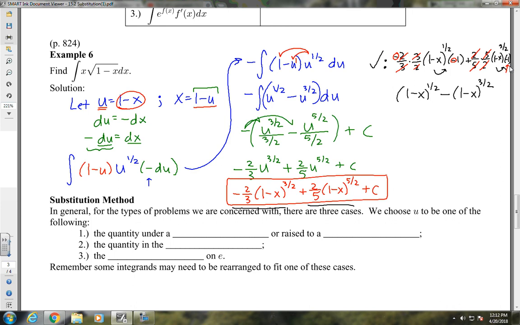Now the purpose of checking it is to make sure that it matches the original integrand. And at this point, it doesn't look like the original integrand. But do notice I can manipulate this algebraically. These two terms have a greatest common factor of 1 minus x to the 1/2. If I take that out, I'm going to end up with 1 minus x. Now, how in the world did I do that? Well, notice when I multiply this by the first term, I end up with 1 minus x to the 1/2.